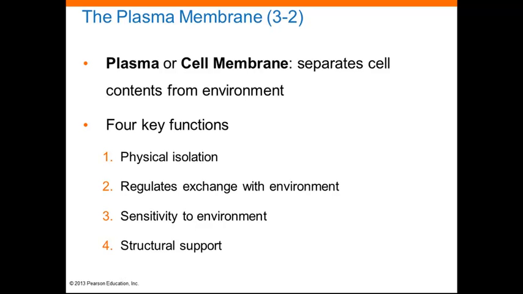The 4 key functions of the plasma membrane or the cell membrane, those 2 terms can be used interchangeably, are that it provides the cell with physical isolation from the extracellular world or the extracellular fluid. It regulates exchange with the external environment, and it allows for sensitivity to the environment. That's one of the ways that a cell monitors what's happening in its environment. And it provides structural support of the cell. So those are some very important functions of the cell membrane.